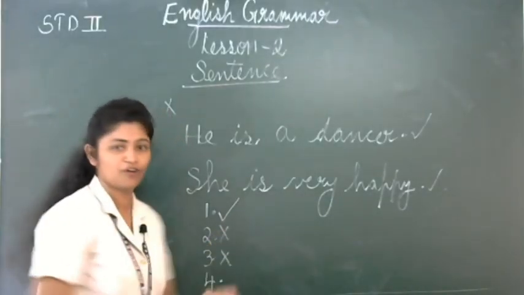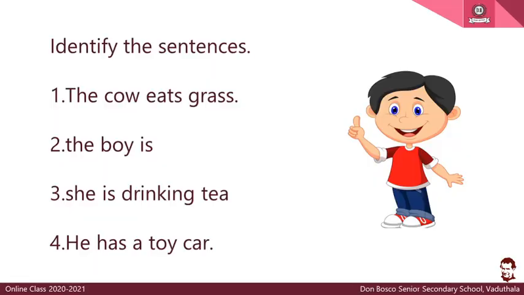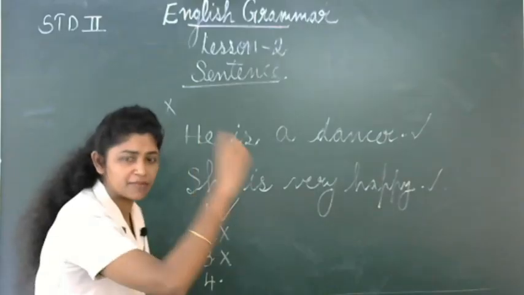Now going on to the fourth. Please write 4 there. Okay, come on, let's read that. He has a toy car. It is also conveying a sense, and you understood, I also understood. Now the second step. Always check the second step after the first one. Capital letter in the beginning. Yes, H is written in capital. And at the end, full stop. Yes, for sure, full stop is there. So that is also a sentence. Put a tick mark there.